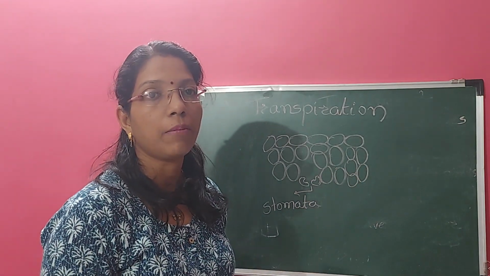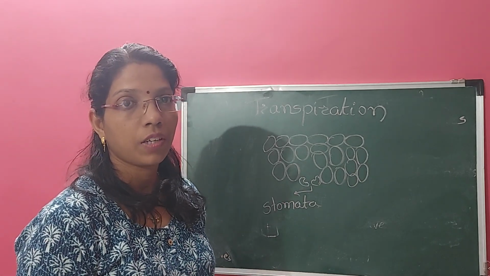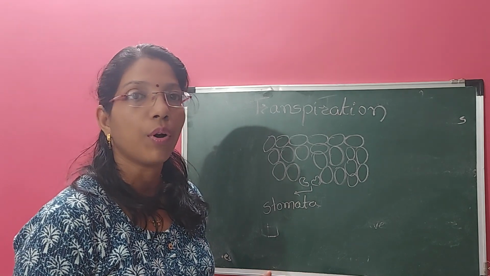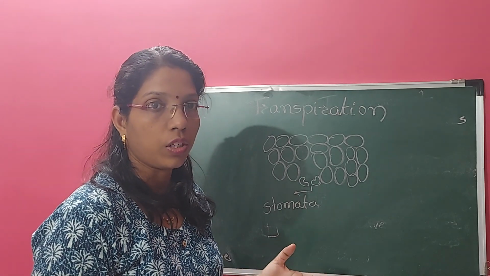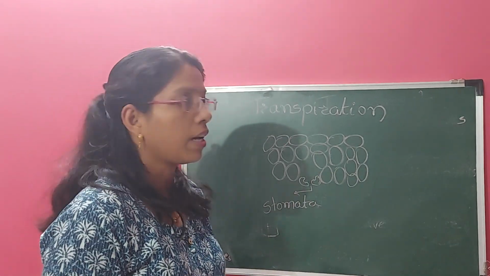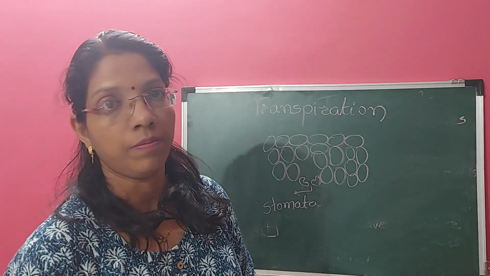So again I will repeat, what is the meaning of transpiration? Transpiration means the process in which excess water is removed in the form of vapor. Excess water is removed in the form of vapor through the openings called stomata present on the leaves of the plant, and this is called transpiration.